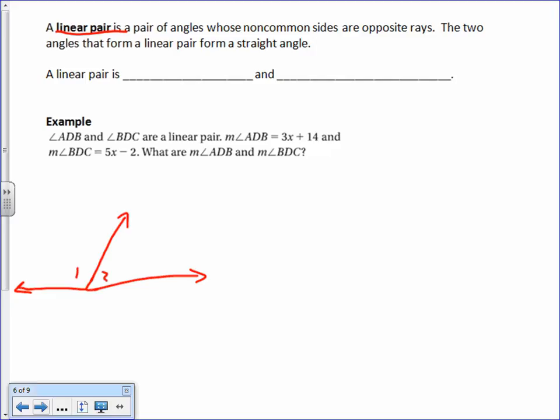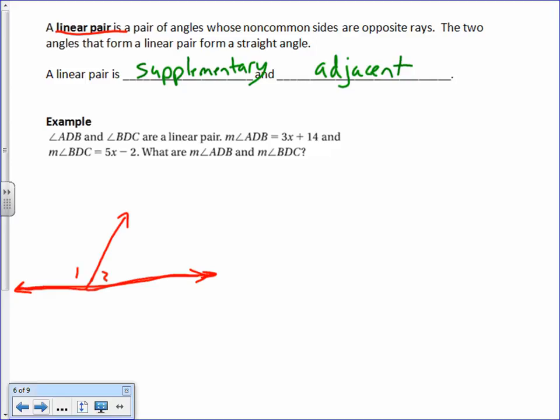The two angles that form a linear pair form a straight angle. So if they are opposite rays, they would form a straight 180-degree angle here. I know my drawing isn't perfect, so I apologize. But a couple things that we know about linear pairs are that they are supplementary. If they are a straight angle, they are definitely supplementary. And they're adjacent. We just talked about adjacent angles and how they're right next to each other. So these would definitely be right next to each other, and they would be adjacent.